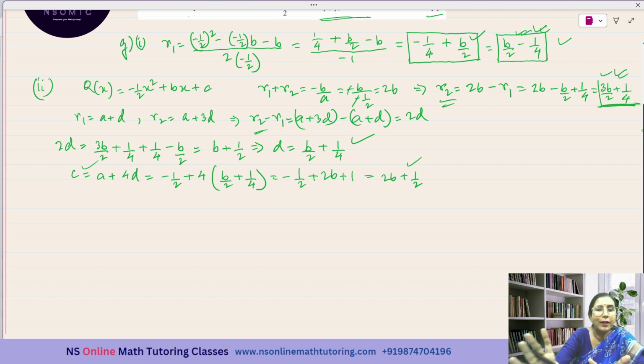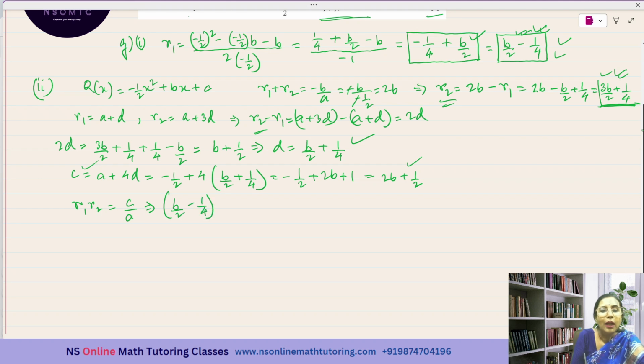Now I have got everything in terms of B, so I can hope for getting a numerical value of B, but I have to form an equation for that. So therefore, I am writing R1 times R2 should be equal to C over A. Okay. So what is R1? I'm substituting the expression for R1. It is B over 2 minus 1 over 4 and R2 is equal to 3B over 2 plus 1/4. This is equal to C over A. C is equal to this, 2B plus half over A, means divided by A. A is equal to negative half. So divided by negative half.